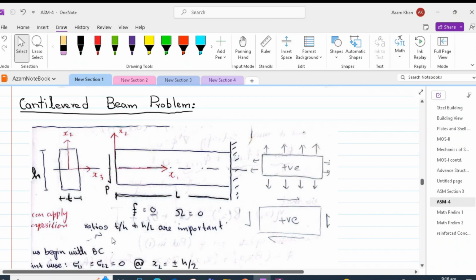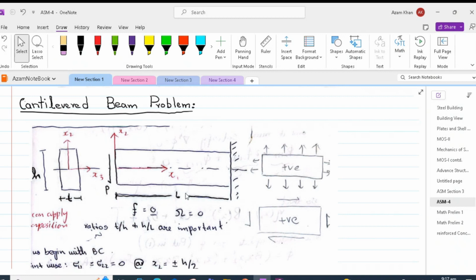Now, just like the previous simply supported beam problem, one thing we should appreciate is that the ratios T by H and H by L are very important. Why are they important? Because these are the ratios which tell us whether the beam theory is applicable or not, and when would be the best time to implement the theory of elasticity.